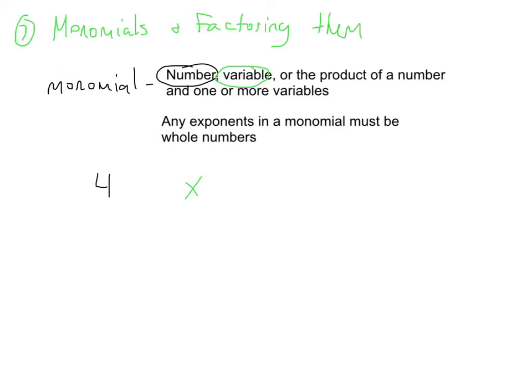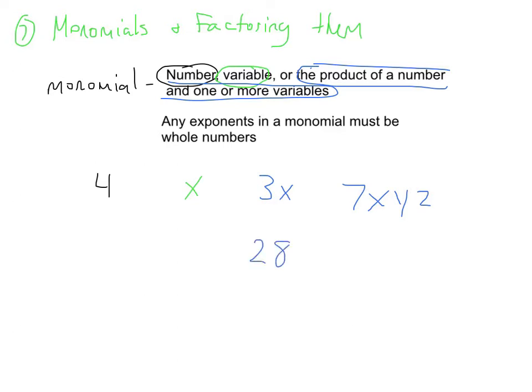And the product of a number or one or more variables, 3x would be a monomial because it's the product of a number and one or more variables. You could also have 7xyz. Again, the same reason, product, okay, so 7xyz really means 7 times x times y times z. Also, though, you could have 28xy squared, okay? And is this still a monomial? Well, yeah, because any exponents in a monomial must be whole numbers. So these are all examples of monomials, okay?